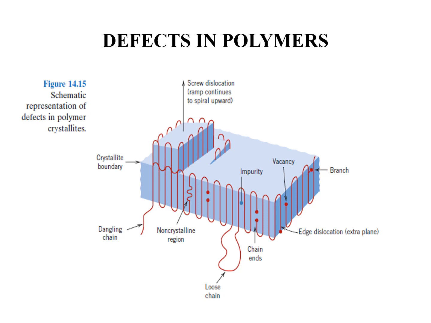Moreover, the dangling chains, the loose chain ends, the vacancy atoms, the edge dislocations, and the non-crystalline regions are the defects which can be found in polymers. So these are the defects which are found in polymers.